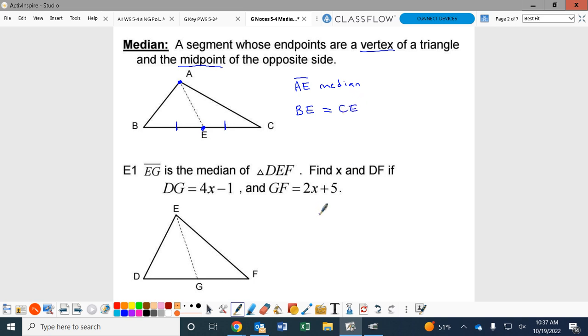There you go. Perfect. So guys, on these problems, every time you have a median, you're going to set them equal to each other. Every time. Okay? Median, set them equal. If you've got a median, set them equal.